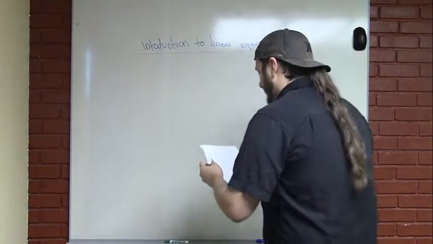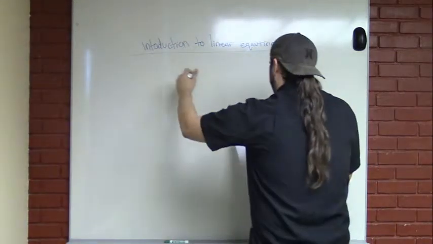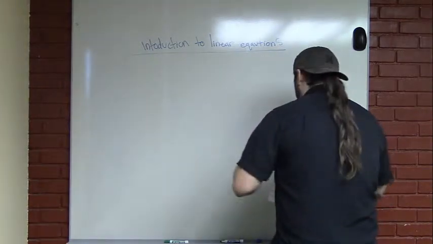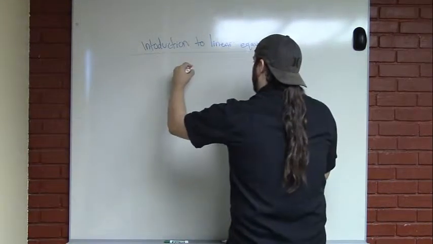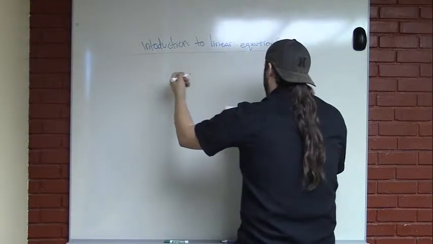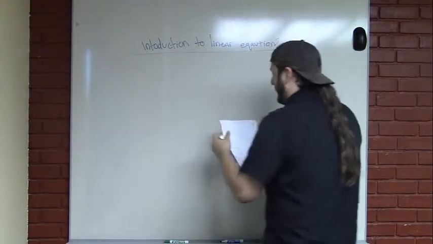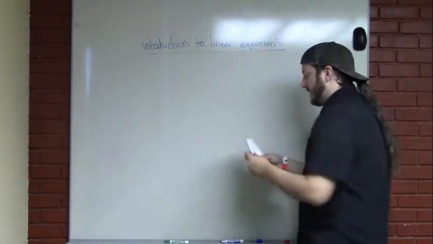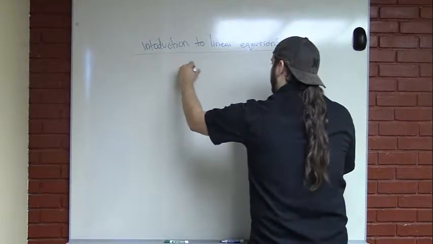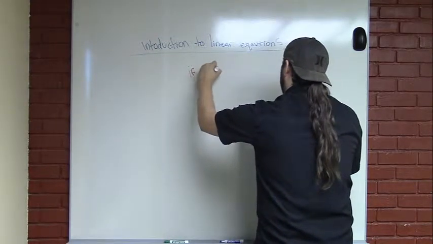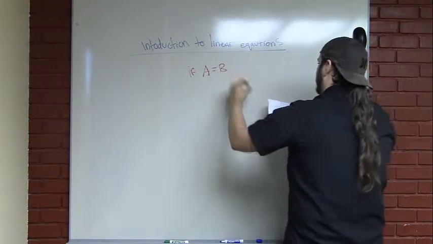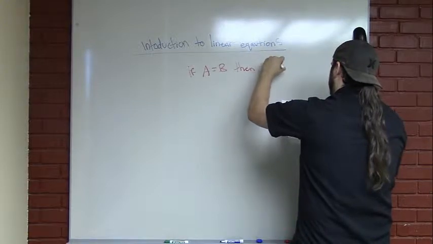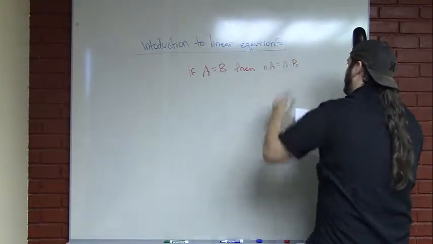Now, we gotta learn a property, okay? This is, I'll do it in red. It's the multiplication property of equality, okay? So I'm not gonna write that down, but put that in your notes. It's the multiplication property of equality, okay? And it just looks like this. If A equals B, then N times A equals N times B, okay?